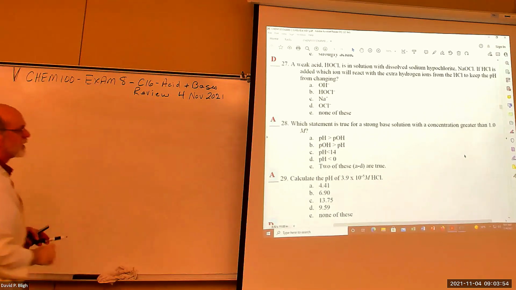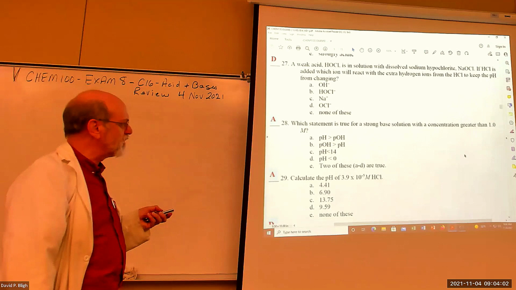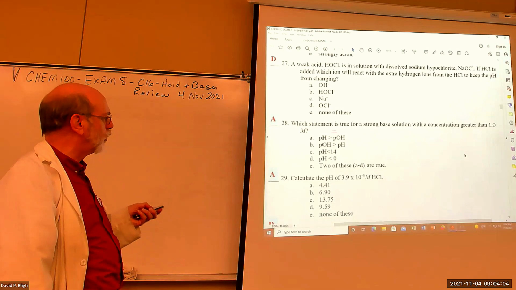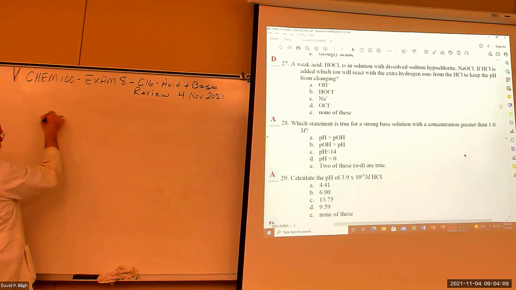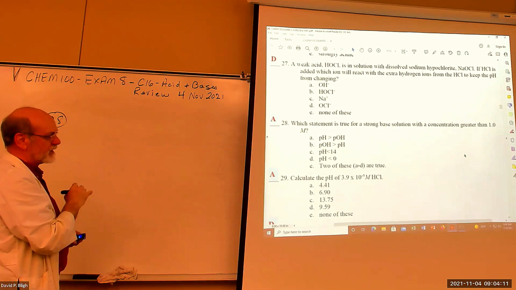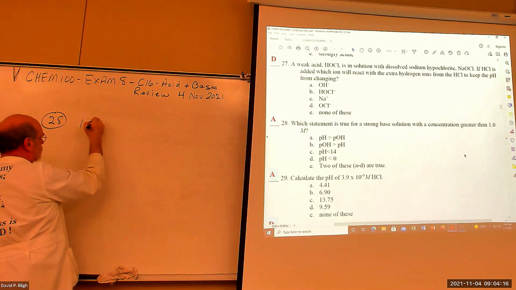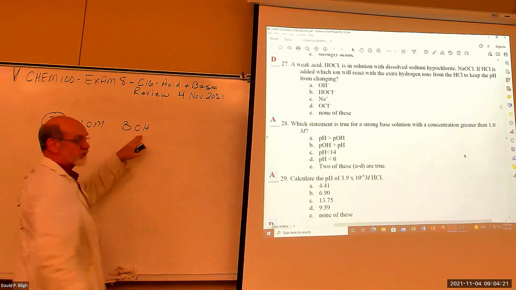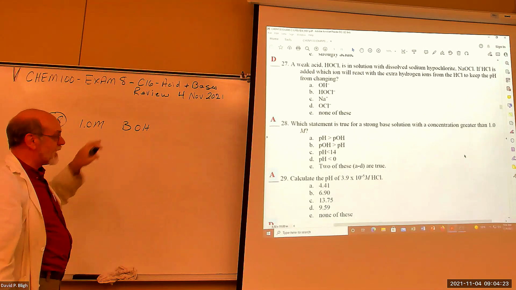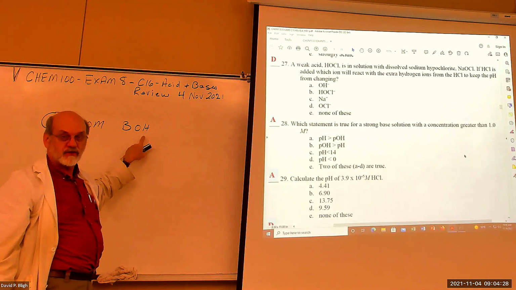Okay, that was 27, 28. Which statement is true for a strong base solution with a concentration greater than 1 molar? All right, so let's approach this one logically. A strong base with a concentration of 1 molar. So whatever our base happens to be, it's got the hydroxyls in it. Whatever that happens to be, this concentration is the same concentration as the hydroxyls.